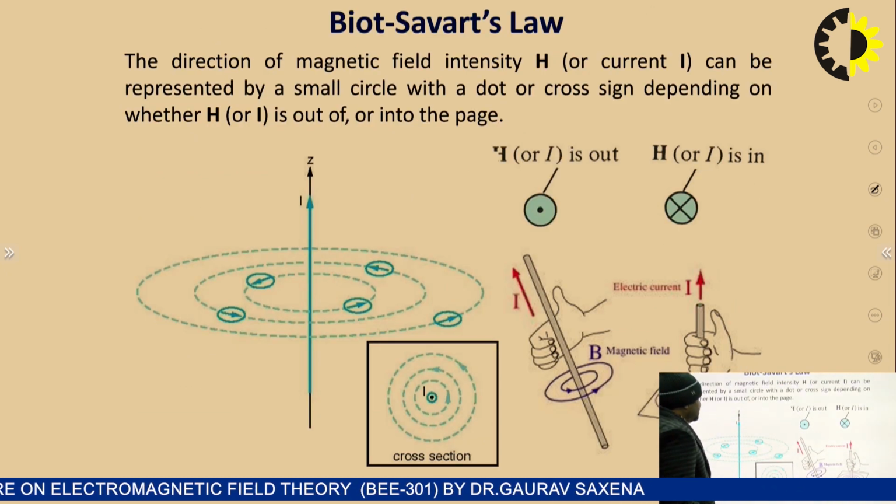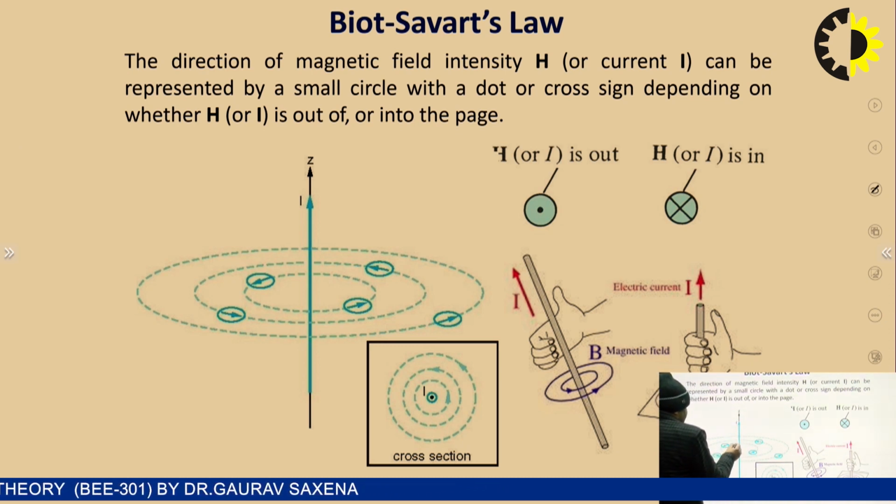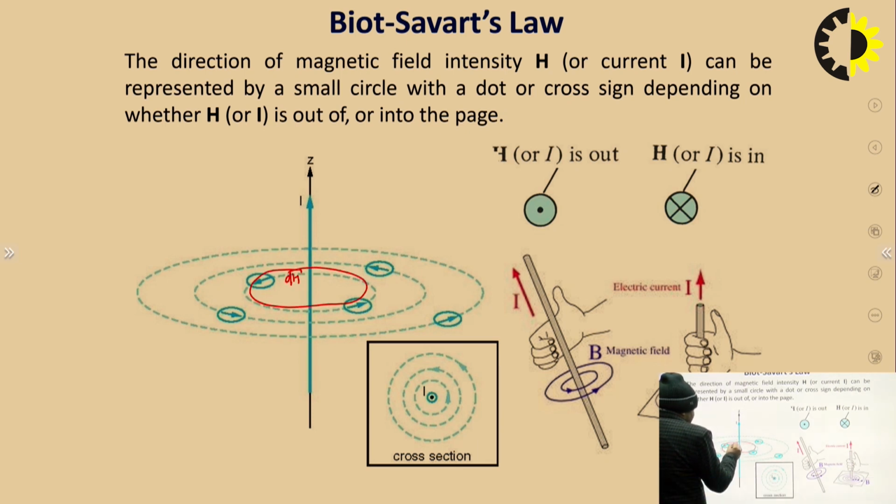So this Biot-Savart law, this is the current element conductor I. So we can say this is the direction of dH, or the direction of magnetic field intensity, in the counterclockwise direction. So this is the cross-sectional diagram. This is the top view. If the current is flowing in that particular direction, then this is the pattern of the magnetic field intensity.